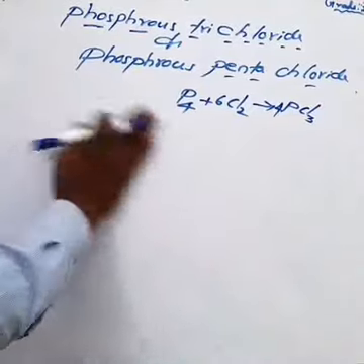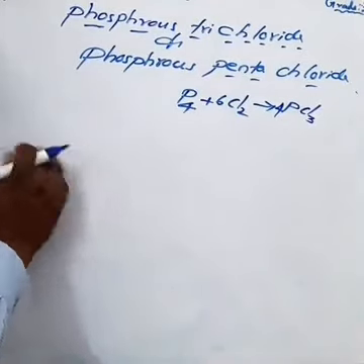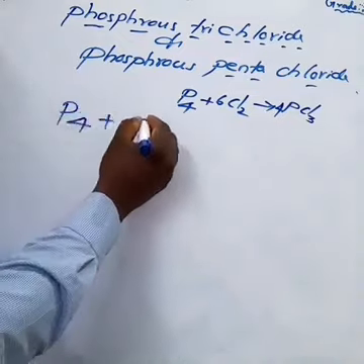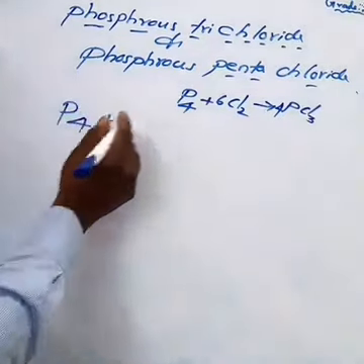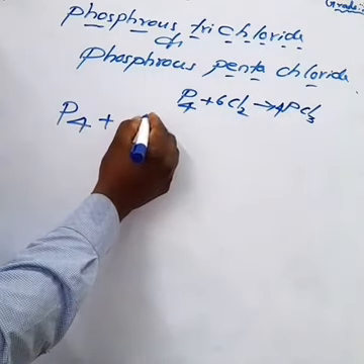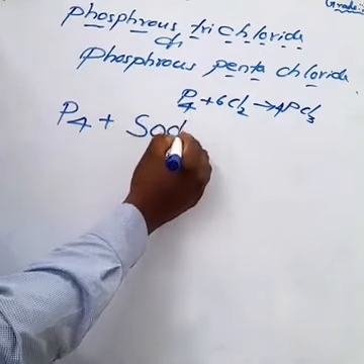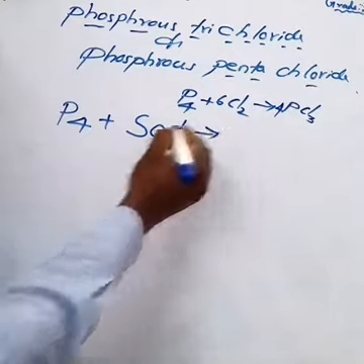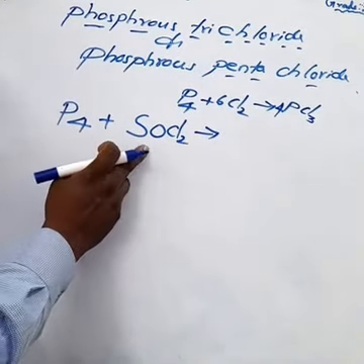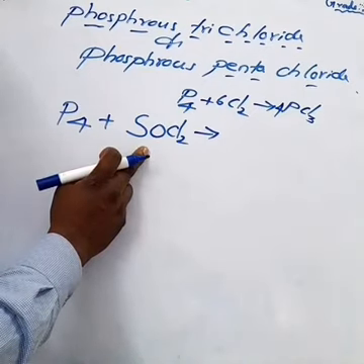Phosphorus trichloride is prepared by the reaction between white phosphorus and thionyl chloride. What is the formula of thionyl chloride? That is SOCl2. This is thionyl chloride, one of the new compounds. Please learn thoroughly: thionyl, SOCl2, thionyl chloride.